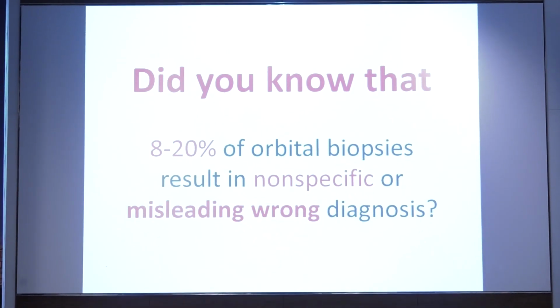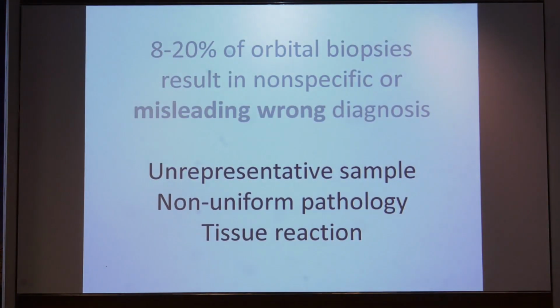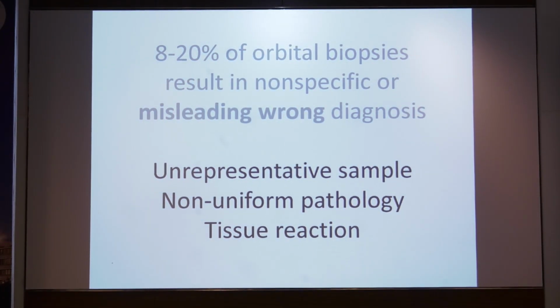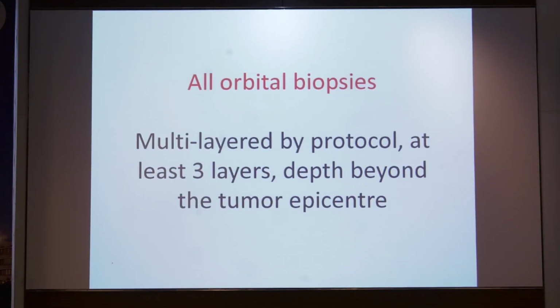8 to 20% of orbital biopsies result in non-specific or misleadingly wrong diagnosis. And the main important reason is an unrepresentative sample or non-uniform pathology. Suppose a tumor is variegated in terms of its morphology, such as lymphoproliferative tumors, which are known to have variegated morphology. One part of it may be atypical lymphoid hyperplasia, one part may be benign lymphoid hyperplasia, and one component of it can be lymphoma. We all know that. So in such a situation, if you take a biopsy from an unrepresentative area, that could result in a misleading diagnosis.